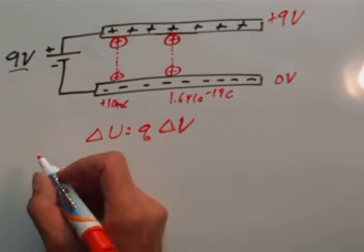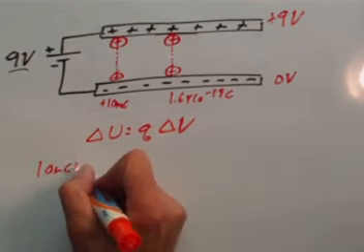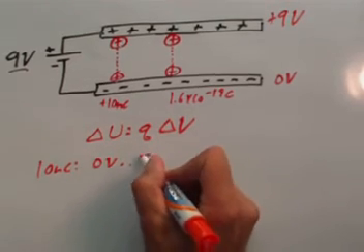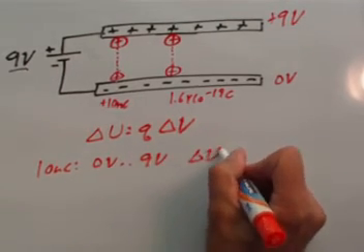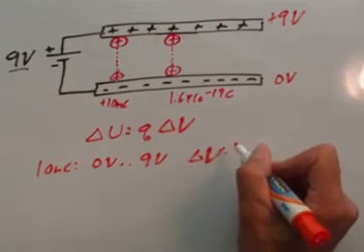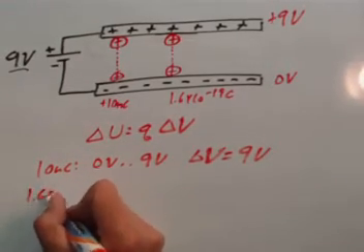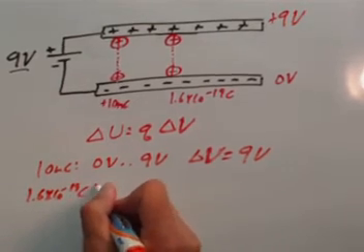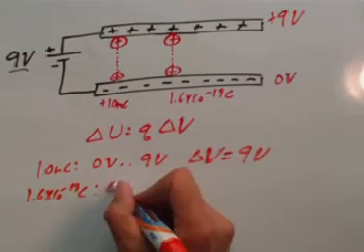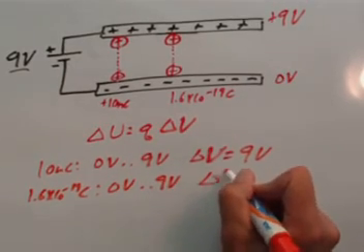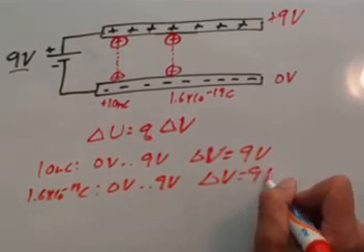Let's look at the delta V's first. So for the 10 nanocoulomb charge, you notice that it's gone from 0 volts all the way up to 9 volts. So it's experienced a delta V, this is our V's here, not U's, delta V of 9 volts. If you look at the other charge, the 1.6 times 10 to the minus 19th coulomb charge, it also started at 0 volts down there at the lower plate and went up to 9 volts also. So it has also experienced a delta V of 9 volts.